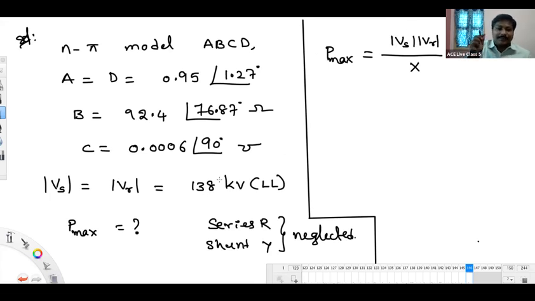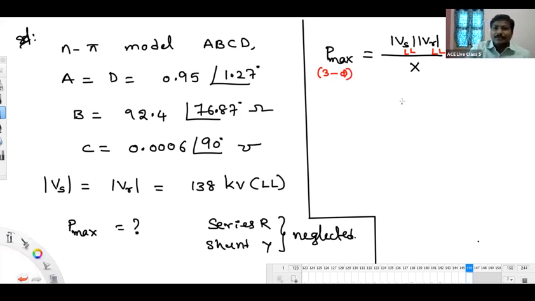138. See, listen kindly. If you want to get the three-phase power, you can keep directly line-to-line voltages. Because P maximum per phase equals Vs phase into Vr phase by X. P maximum three-phase is multiplied by 3. So you get 3 Vs phase Vr phase, which is nothing but Vs line to line, Vr line to line, and this is the P maximum three-phase.